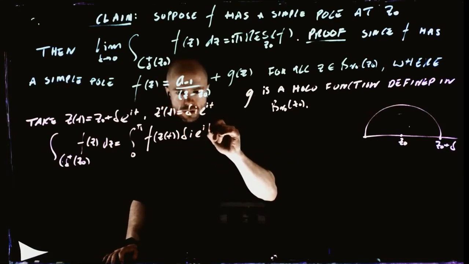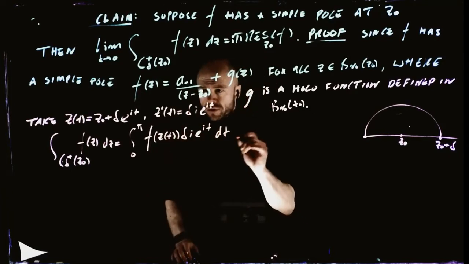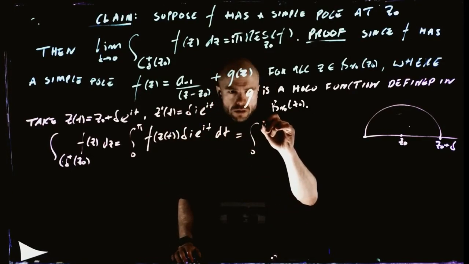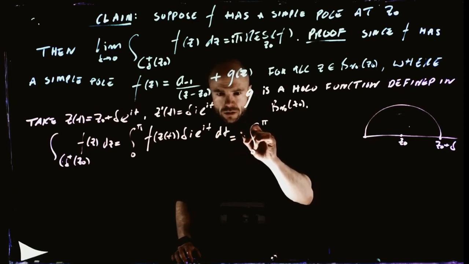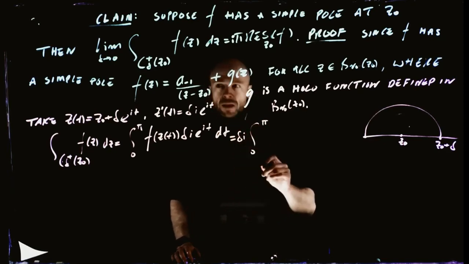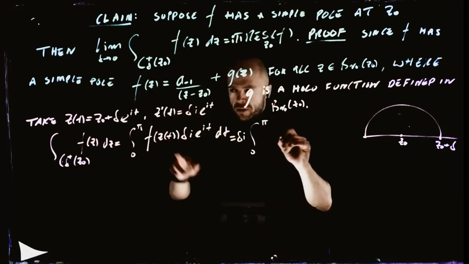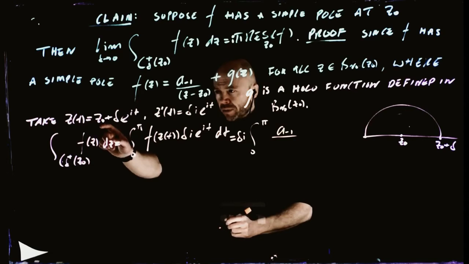Like this, dt. And let's put in what our explicit form of f is. So this is the integral from 0 to pi, like this. I think I want to pull out the i and the delta. Why not? So then if we explicitly put this in, we are going to have a to the minus 1. And this is our parameterization, right?